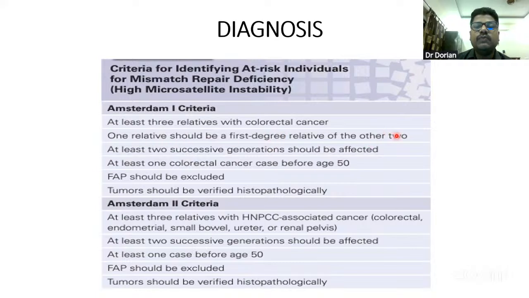One relative should be a first-degree relative of the other two. At least two successive generations should be affected. And at least one colorectal cancer should be diagnosed before the age of 50.